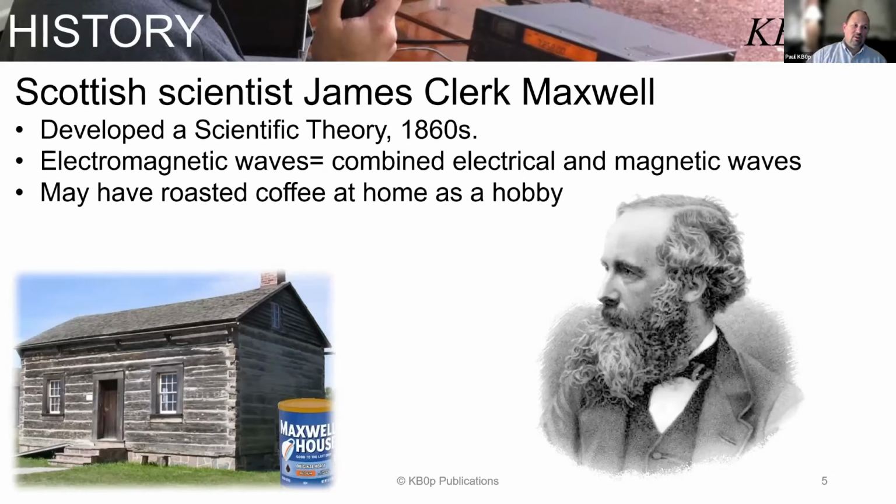So a little bit of history. Scottish scientist James Clerk Maxwell developed a scientific theory in the 1860s, which related to electromagnetic waves. And he defined electromagnetic waves as a combination of electrical waves and magnetic waves. And that's what we're going to talk about here.